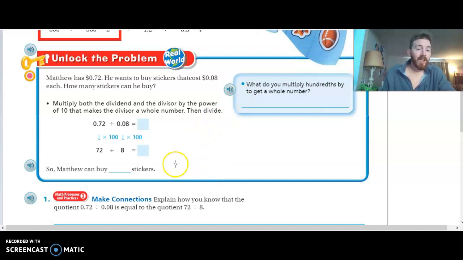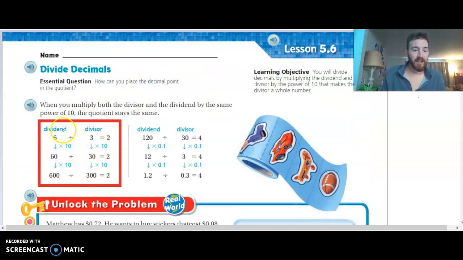Okay, so here what we have is a problem with Matthew has 72 cents. He wants to buy stickers that cost 8 cents each. So how many stickers can he buy? Well, if we're going to find that out, we would have to do 72 hundredths divided by 8 hundredths. Now again, that's kind of hard to think of. How many 8 hundredths go into 72 hundredths? That can be a little confusing, but if we can do some rearranging with things, or think of that whole powers of 10 idea, if we multiply by powers of 10, we can basically get to where we're going to do just a basic fact.